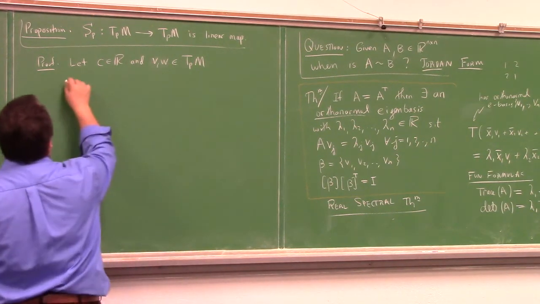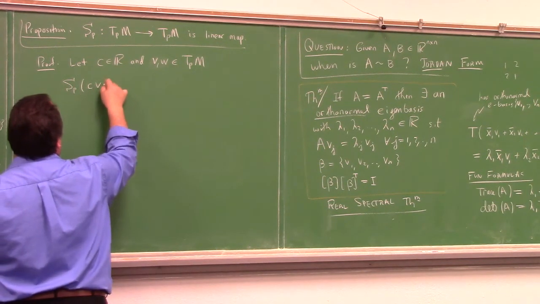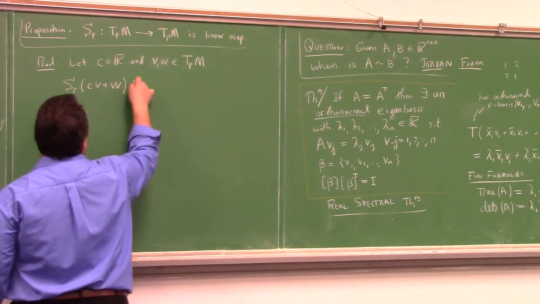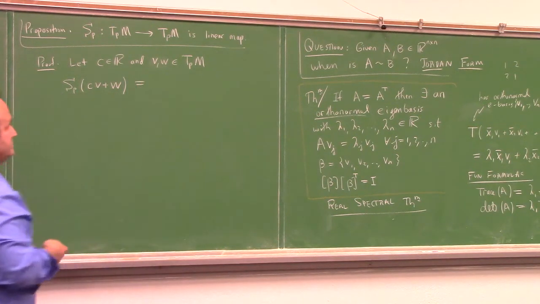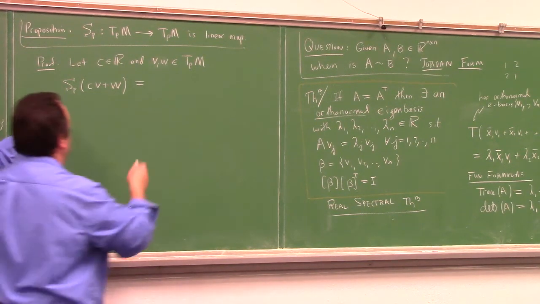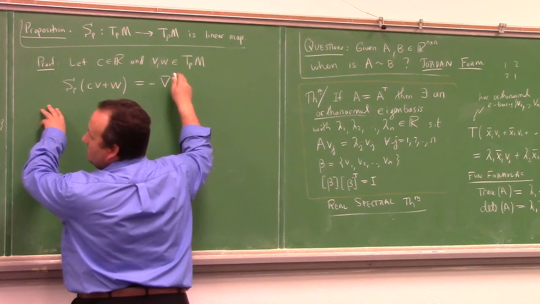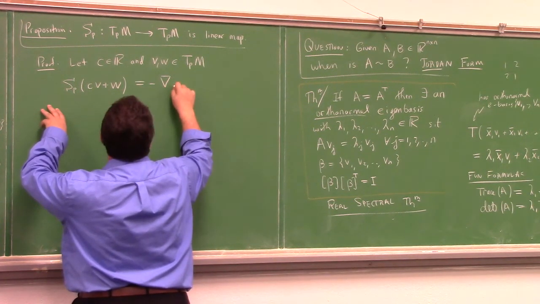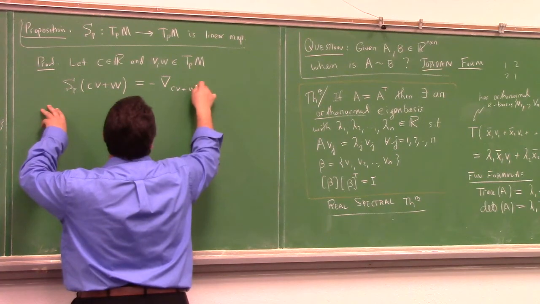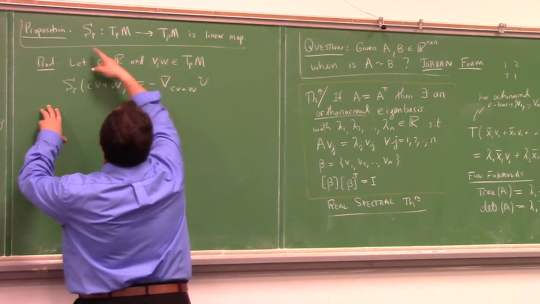So let's look at S_p of, say, cv plus w. What's that equal to? By definition, the covariant derivative, right? Are you proving linearity? Linearity, yes. That's the proposition: it's a linear map.